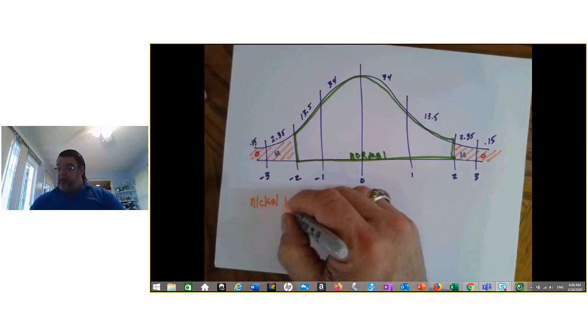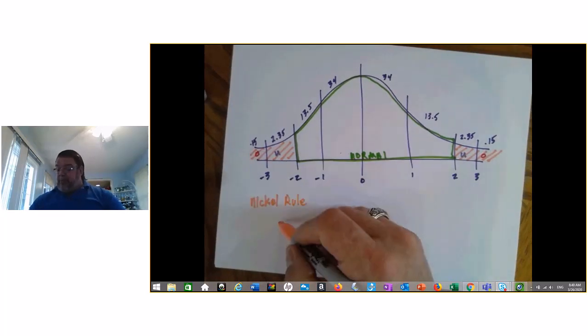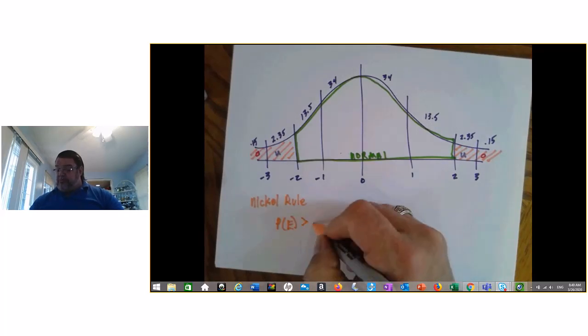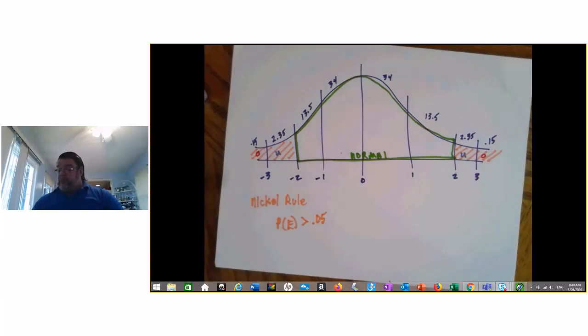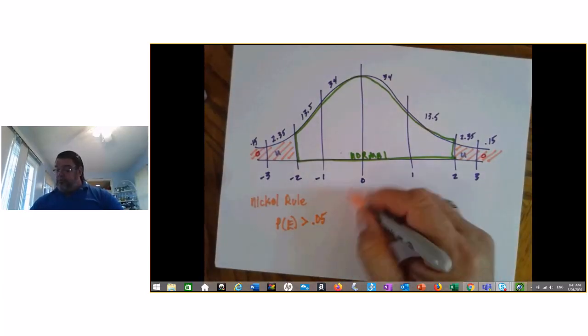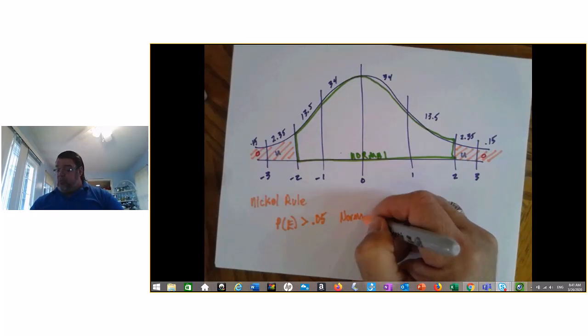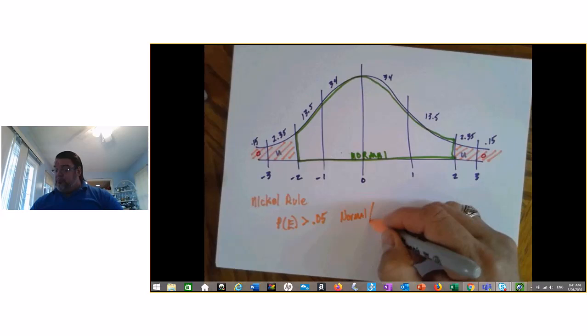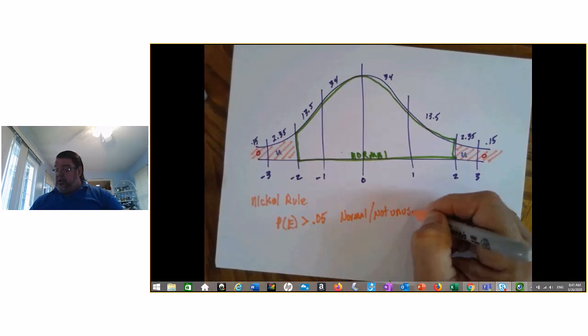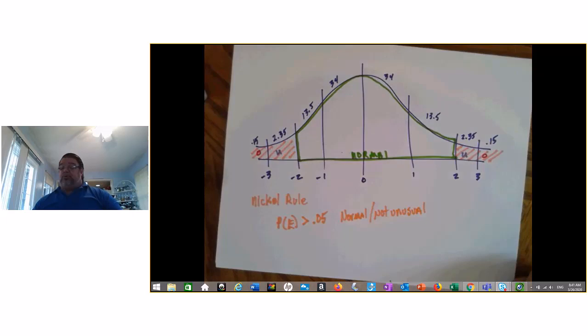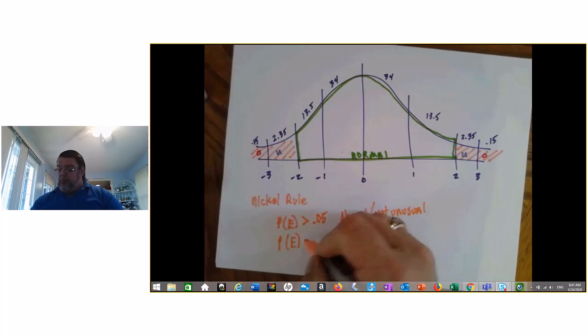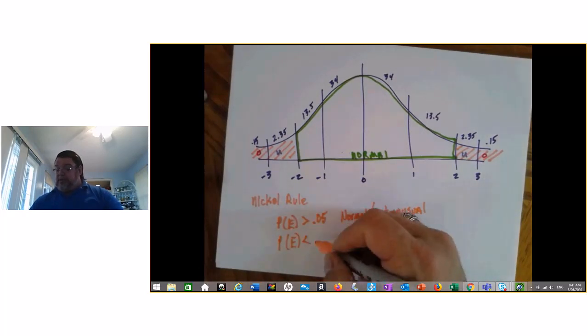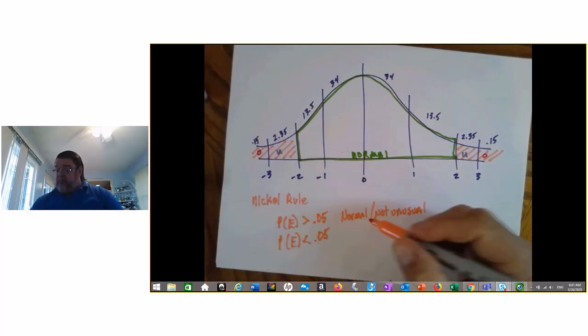Nickel rule. The nickel rule says that if your probability of an event is greater than a nickel, then it is normal or not unusual. You will see not unusual in your future books or whatever. If the probability is less than a nickel, then you have unusual.